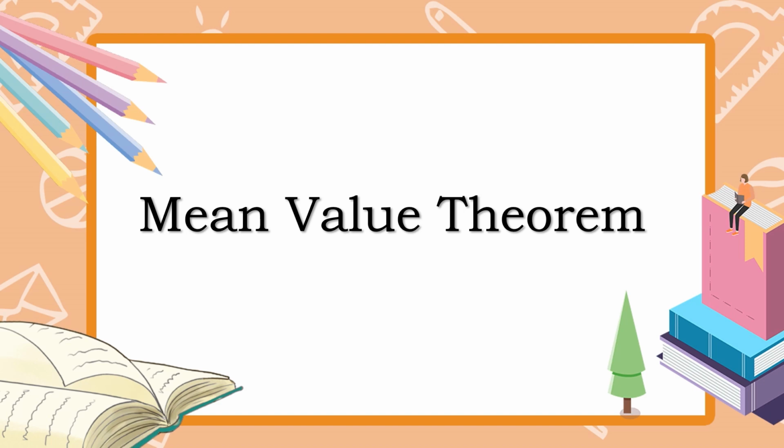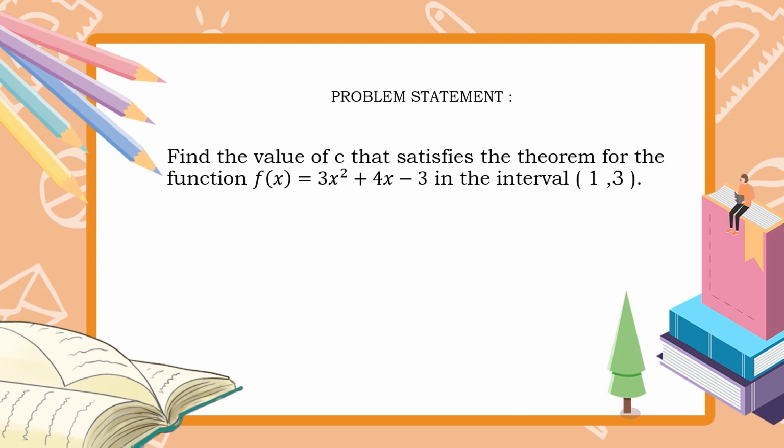So let's move to the example of the mean value theorem. We will go to the problem statement of the mean value theorem. The question is, find the value of c that satisfies the theorem for the function f(x) equals 3x squared plus 4x minus 3 in the interval [1, 3]. We must find the value of c using the formula f prime c equals f(b) minus f(a) divided by b minus a.